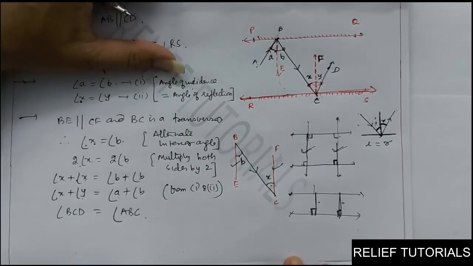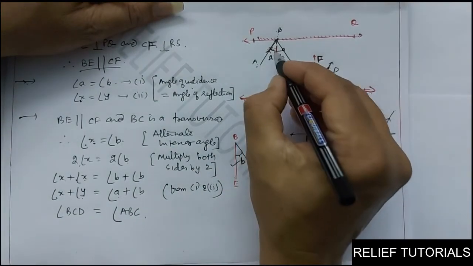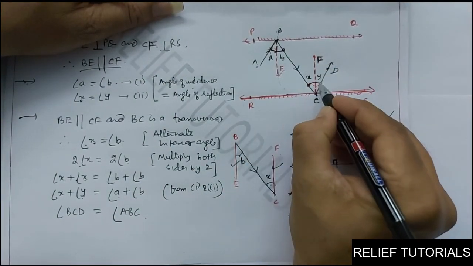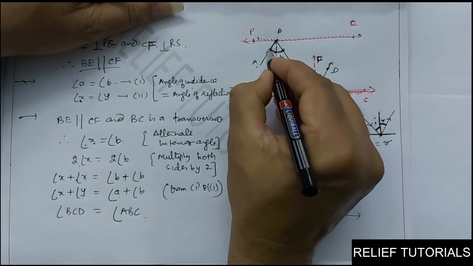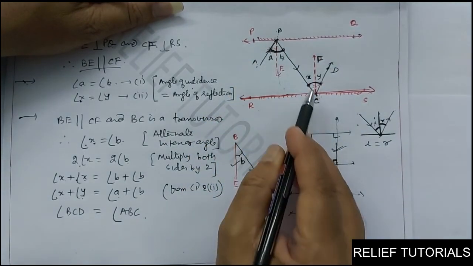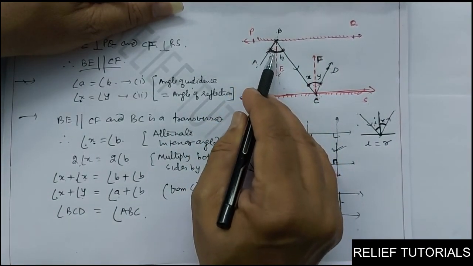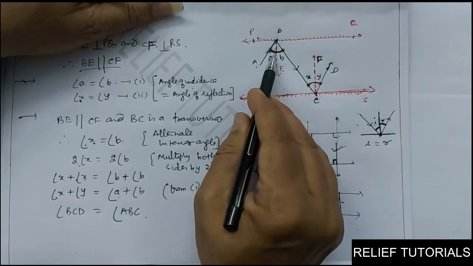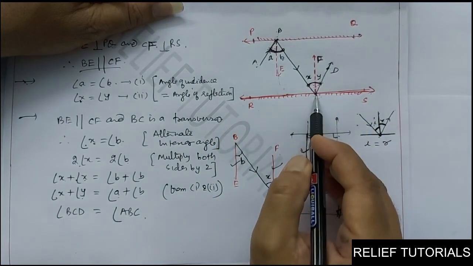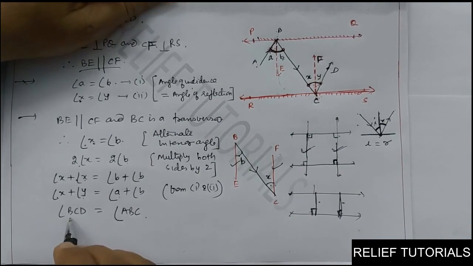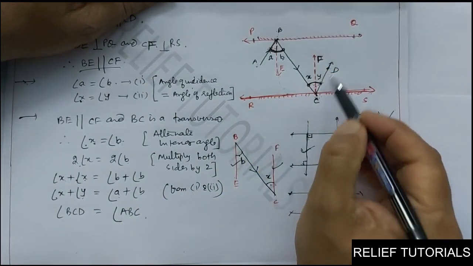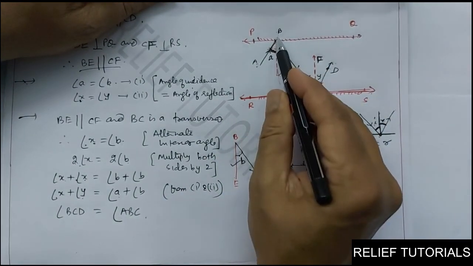Okay, friends. So in the very beginning of this problem, I told you that if you are able to prove these two angles are equal, and this is a transversal, these two angles are equal and they are alternate angles. So alternate angles are equal, so the lines are parallel. So angle BCD is equal to angle ABC.